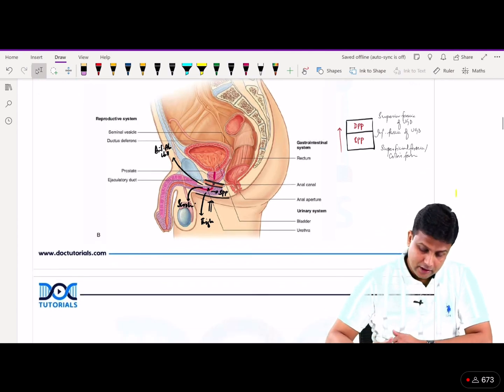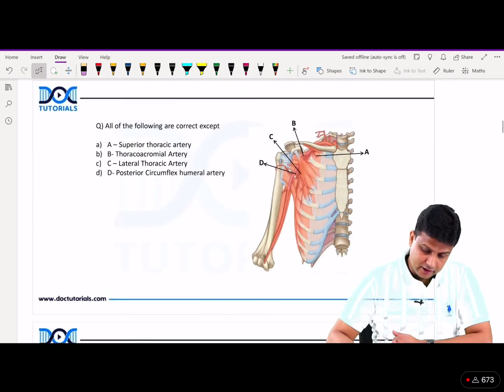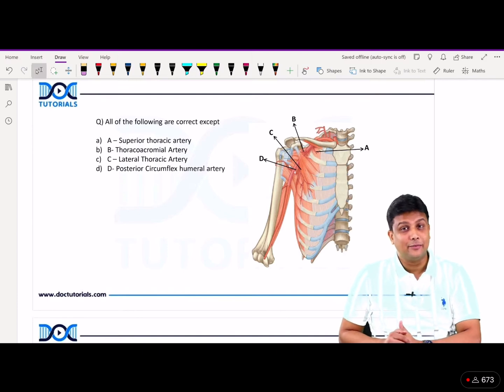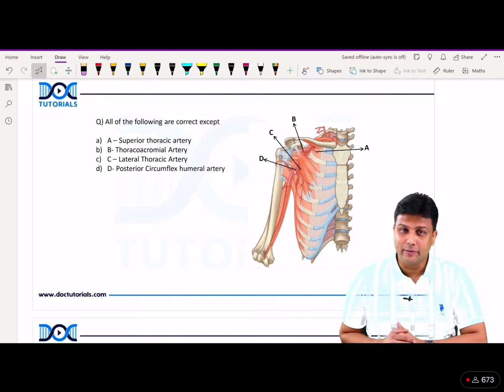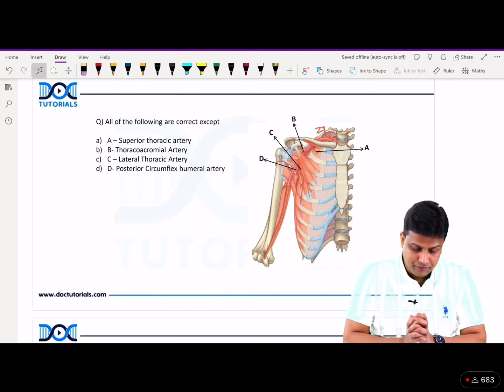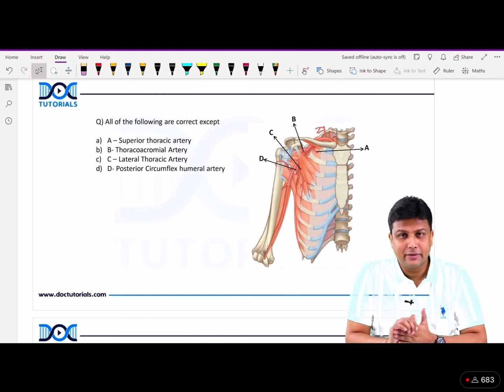Done. Now once this is done, let us go to the next concept, one of the hot favorite concepts of the MCQ examiner. Nowadays they are asking a lot about the axillary artery and the branches of the axillary artery. So I have given you a question here. You have to identify the branches here, guys.